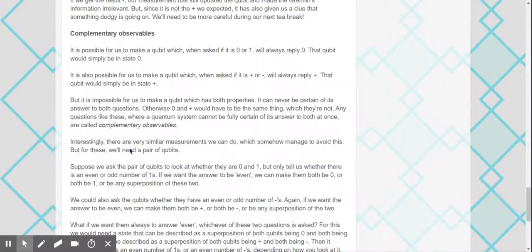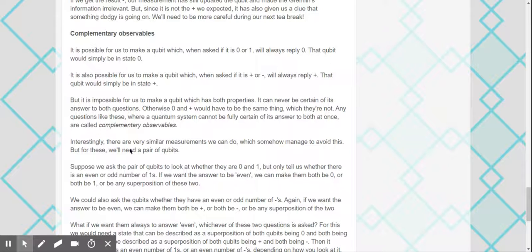Complementary observables. It is possible for us to make a qubit which, when asked if it's 0 or 1, will always reply 0. That qubit would simply be in state 0. It is also possible for us to make a qubit which, when asked if it's plus or minus, will also reply plus. That is, a qubit simply in state plus. But it's not possible for us to make a qubit which has both properties. It cannot be certain of its answer to both questions, otherwise 0 and plus would have to be the same thing, which they are not.